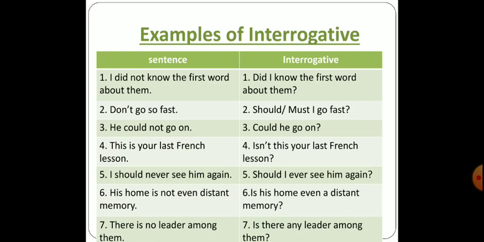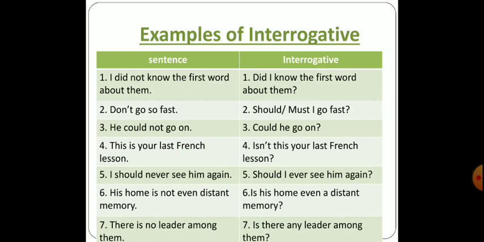Fifth one, I should never see him again. So the interrogative would be, should I ever see him again? You can see over here, never indicates negation. So if the sentence is negative, your interrogative would be positive. So we are writing, should I ever see him again?